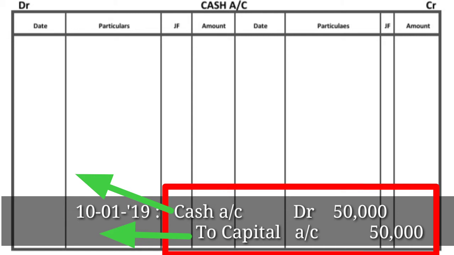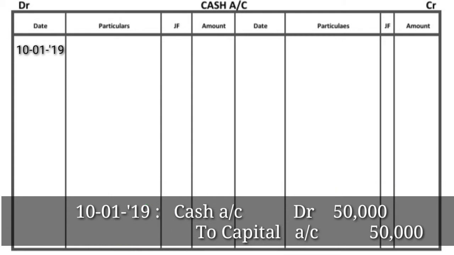So we need to move the cash account into his place, his house. Okay, so this is the debit side. We will write here in the debit side. First we will write the date, 10th January 2019, and in the particulars column, whatever we are writing in the debit side, we will start with "To".